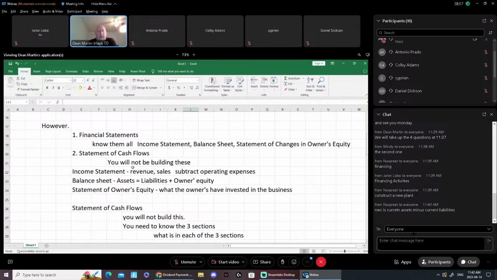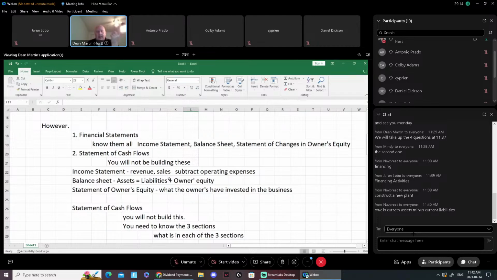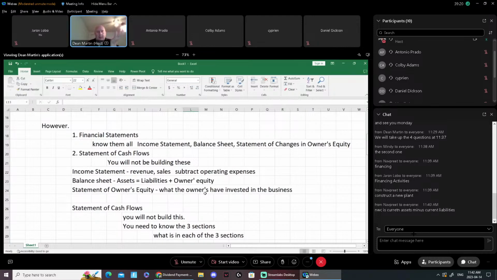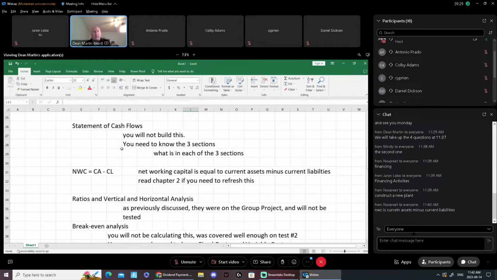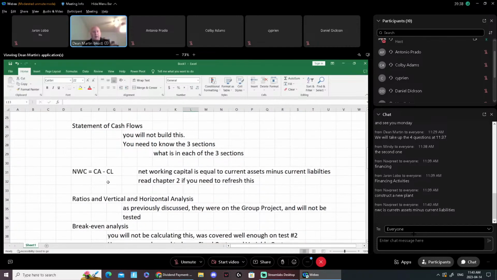So for the financial statements, there's 4 of them, right? Income, balance, equity, and cash flows. Know what's on them. Statement of cash flows. Remember, there are 3 sections: operating, financing, investing, and know what's in each of the 3 sections. Take a quick look. You don't have to build it. You don't have to work out the adjustments in non-cash working capital. We're not doing any of that. You just know the three sections and what's in them, right? Remember, operating: you add back depreciation, you have your net income, you have your adjustments, and so on.